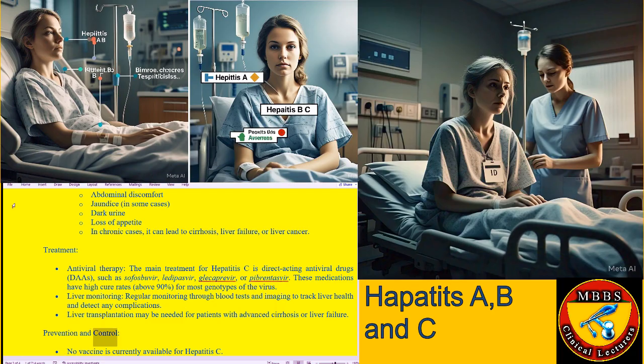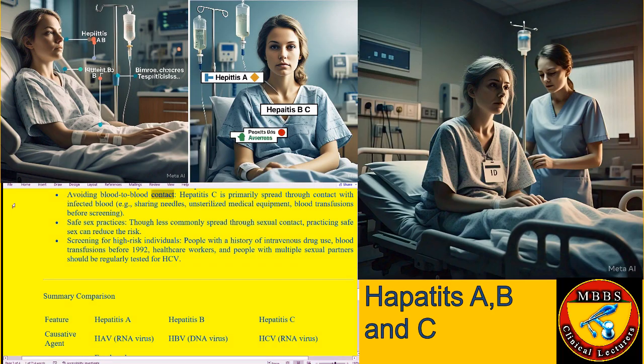Prevention and control. No vaccine is currently available for hepatitis C. Avoiding blood-to-blood contact: hepatitis C is primarily spread through contact with infected blood, for example sharing needles, unsterilized medical equipment, and blood transfusions before screening. Safe sex practices: though less commonly spread through sexual contact, practicing safe sex can reduce the risk. Screening for high-risk individuals: people with a history of intravenous drug use, blood transfusions before 1992, healthcare workers, and people with multiple sexual partners should be regularly tested for HCV.